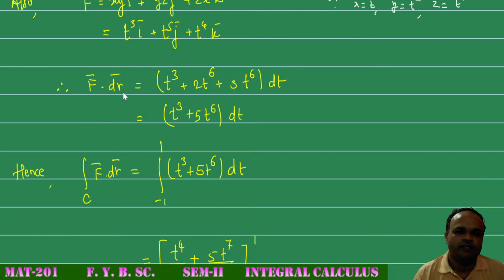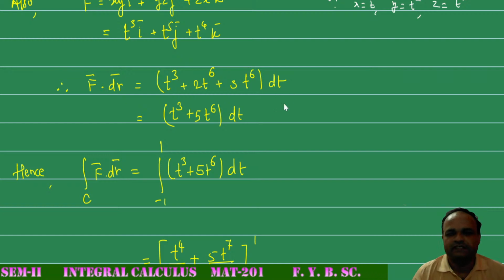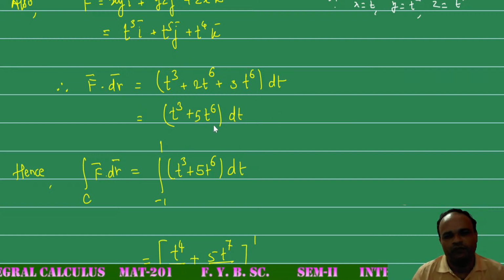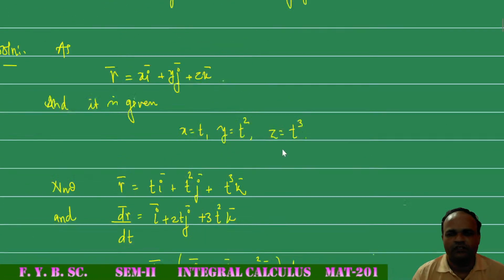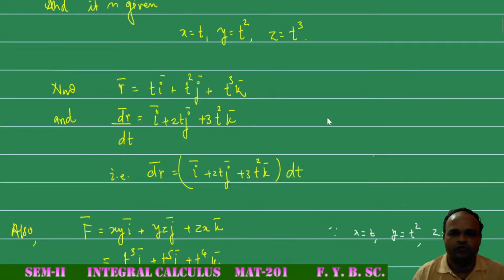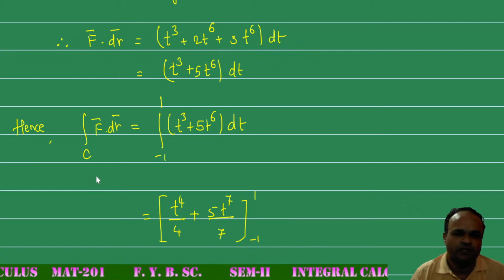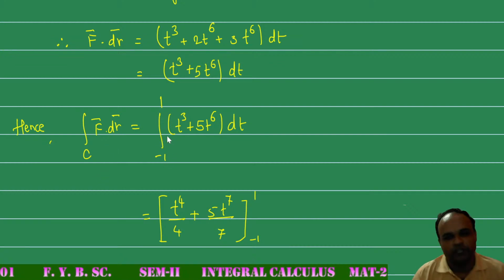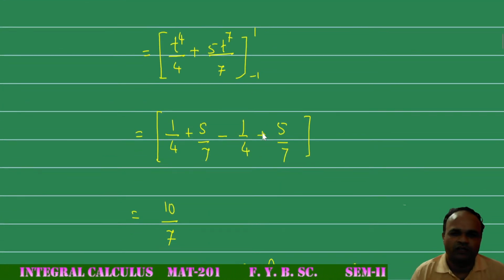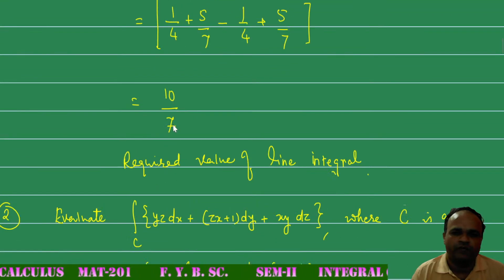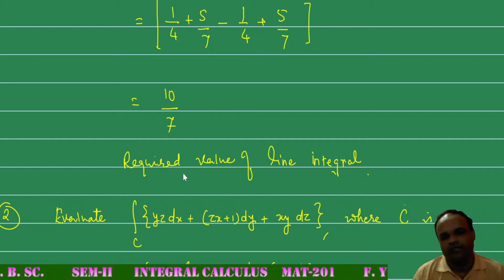So from that you'll write F bar dot dr bar equal to t cube plus 2t^6 plus 3t^6 dt, or it will be t cube plus 5t to the power 6 dt. So let us integrate. Again, it is given that t varies from -1 to 1. So what is the circulation? Hence the circulation of F bar dot dr bar along curve C will be equal to integration from -1 to 1 of t cube plus 5t to the power 6 dt. After integrating and putting upper and lower limits, the value of this line integral will be 10 upon 7. So this is the required value of the line integral.